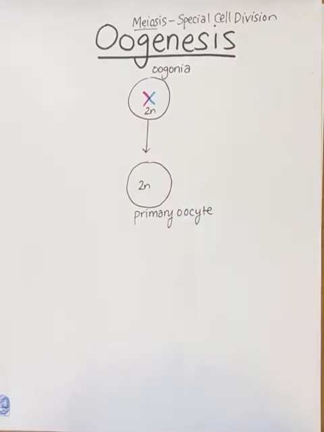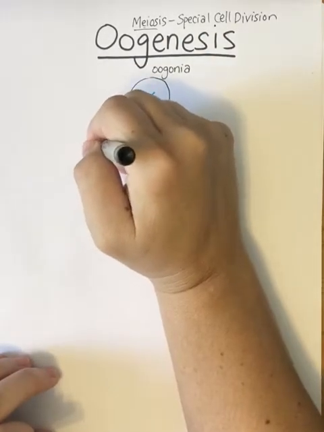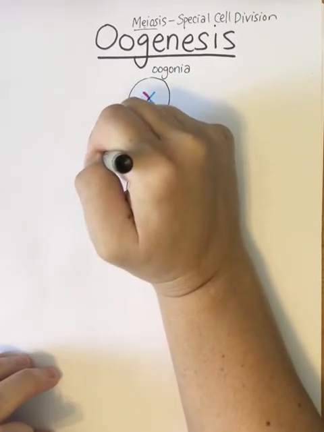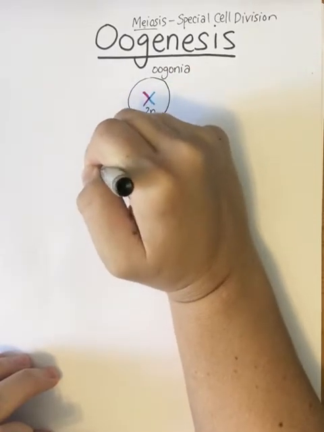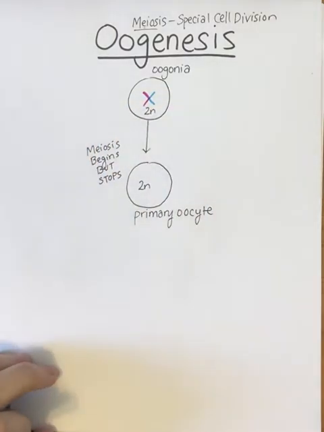Now, this is very different from the male. Meiosis begins, but it stops, and it does not continue to divide or finish meiosis until you get to puberty. So, it begins meiosis, but it stops, so it never really divides into a haploid cell.